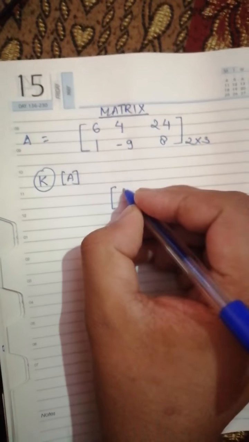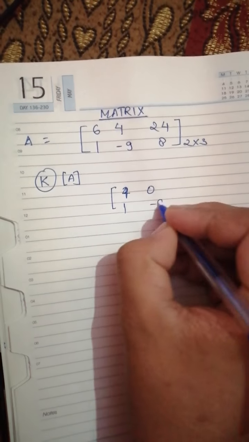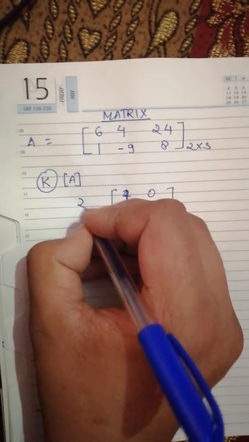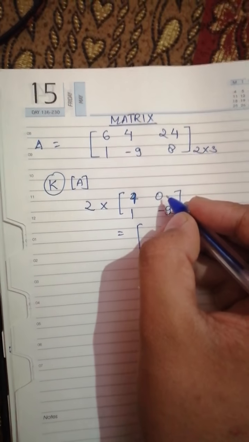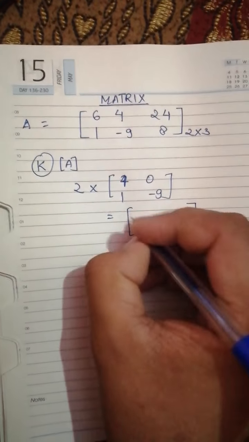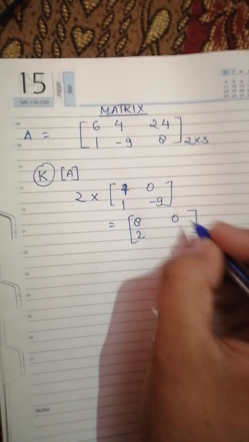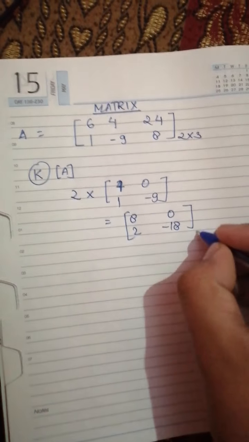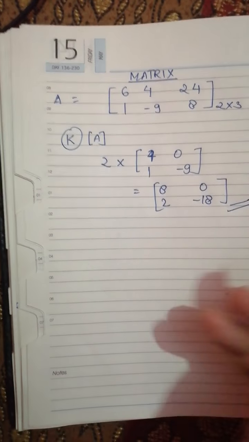So let's take an example how we multiply a matrix by a constant. So here our matrix is 4, 0, 1, minus 9 and we are multiplying it with a constant 2. So what will happen? This 2 will get multiplied with every element of the matrix to get the resultant matrix. 2 into 4, 8, 2 into 0, 0, 2 into 1, 2, 2 into minus 9, 18. So as you saw, this was very simple. You can easily do it.